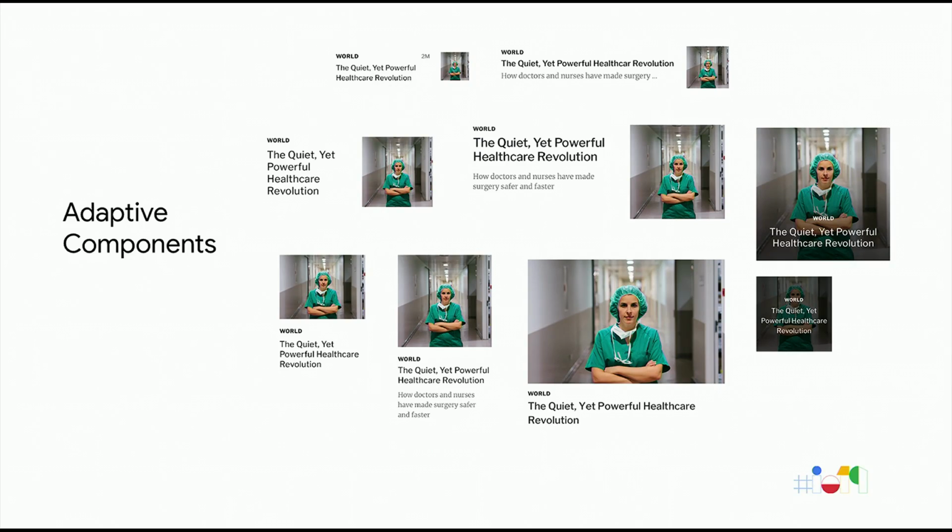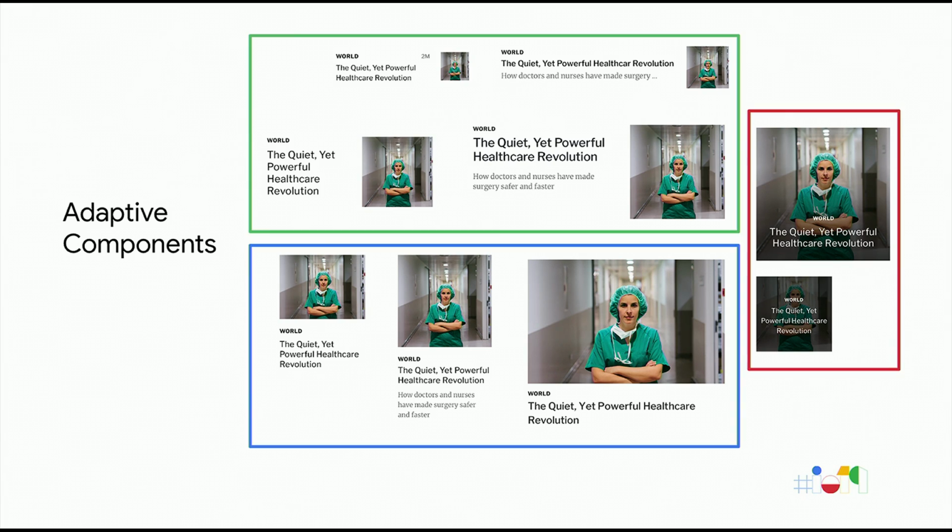Consider this example. There are 9 cases for this adaptive component here. Which are good candidates for shared code? These 3 groups. The green ones are row-based, the blue ones are column-based, and the red ones are stack-based. Each of them could be easily built as a configurable widget that handles those cases. And of course, they could all share the same data model.